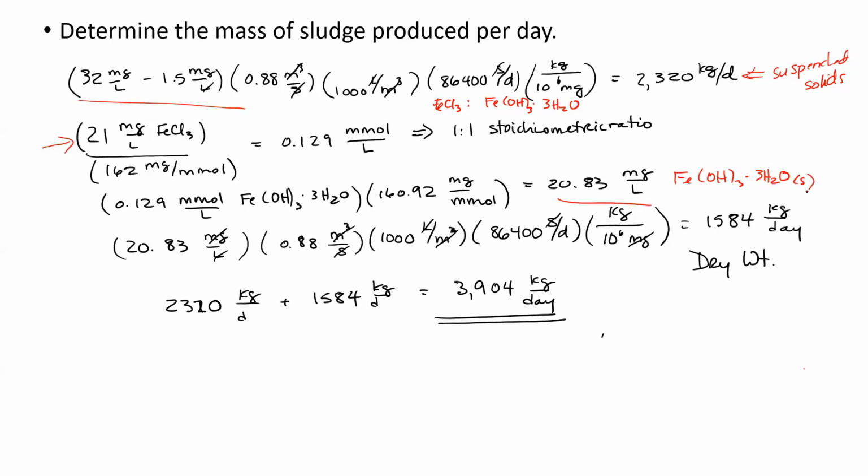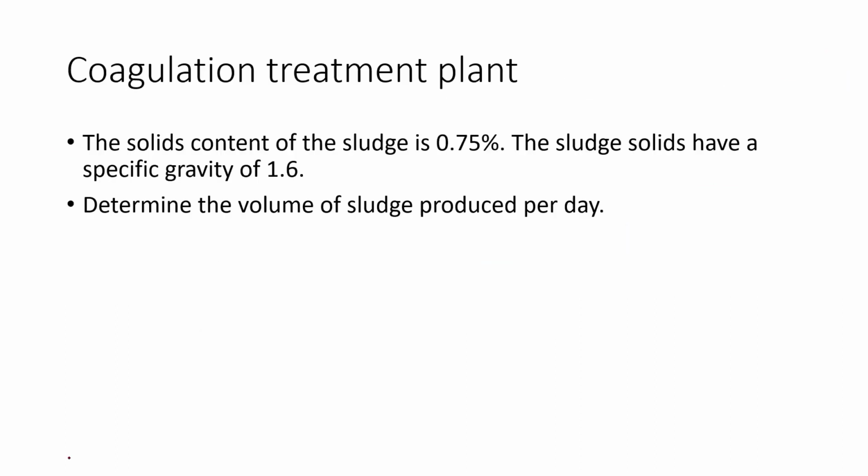Okay, so that's a mass. We produce 20.8 milligrams of ferric hydroxide per liter based on the dose. What we then calculate is our mass of ferric hydroxide produced per day. We add the masses from suspended solids plus the ferric hydroxide, and this gives us our total dry weight. Okay, so we have a solids content of 0.75%, and that's typical.